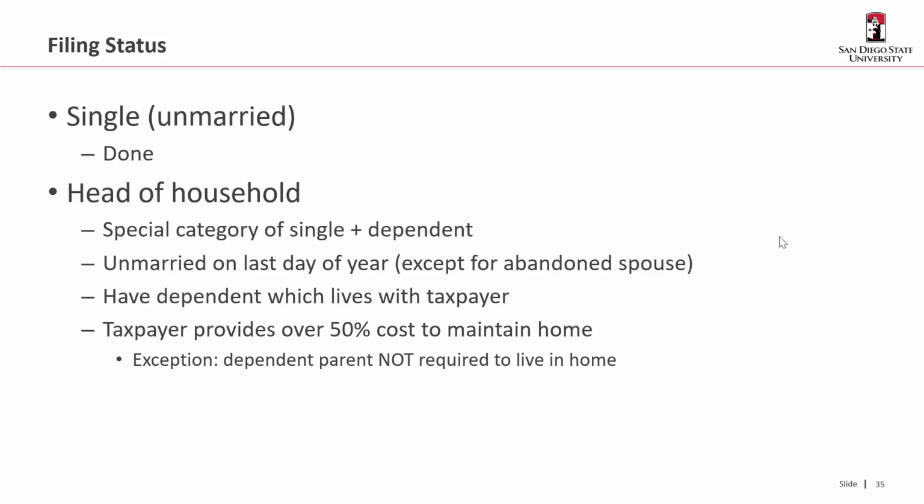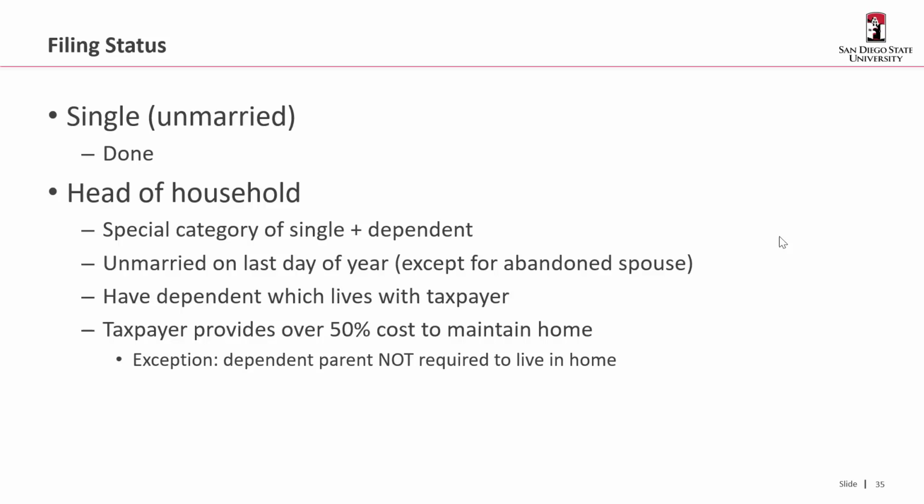That dependent needs to live with the taxpayer, and of course the taxpayer needs to provide over 50% of the cost to maintain the home that they live in. There is one exception, and think of it as the nursing home exception, if you need to give it a name. This is if you have a dependent parent. In this situation, they are not required to live in your home.